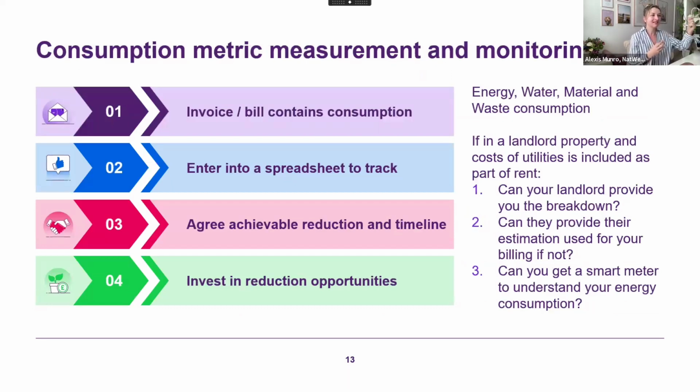So when we talk about the consumption metrics, we had energy, water, material consumption, and your waste production. At a high level, it's four key steps to really understand what that metric could be and how you can track that metric. So if we take electricity as an example, and I've put landlord properties on the side, I'll come back to them, because I know that can be slightly different.